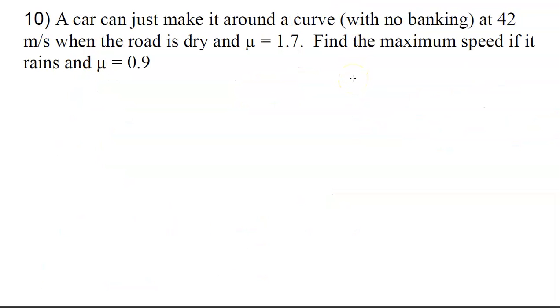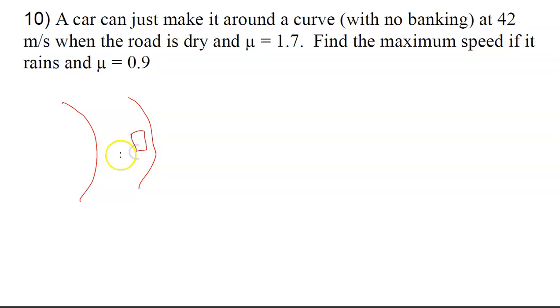Okay, a car can just make it around a curve with no banking. See how this is just a nice flat curve. 42 meters per second when the road is dry, and mu equals 0.17. What happens when it rains? Well, everything gets a little bit slipperier. There's less friction, so you got to slow down. This guy needs to slow down. Let's find out how much.